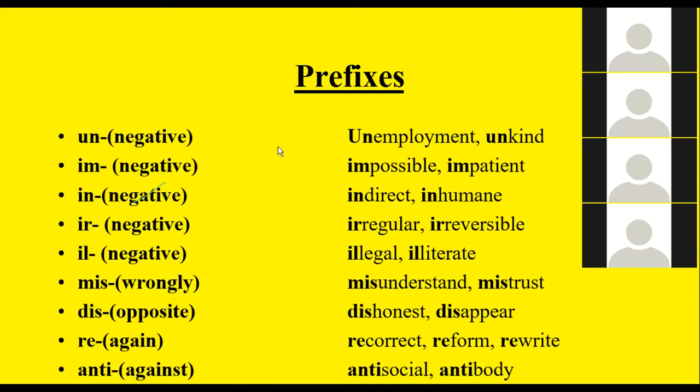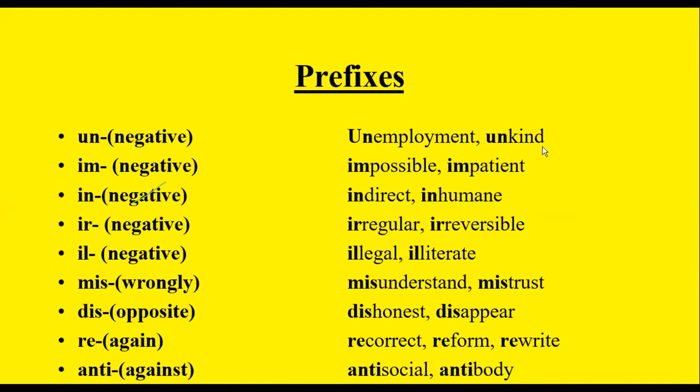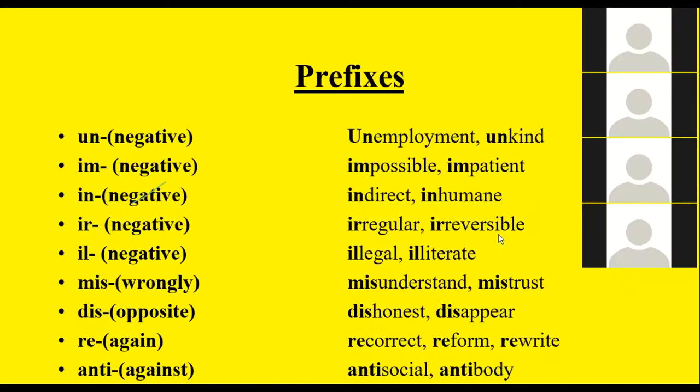Un: unemployment, rakiyava, virakiyava. Kind, unkind, karunika, akarunika. Negative sense ekak denne. Im: impossible, impatient. Possible, haki, impossible, nohaki. Patient, ivasilivanta, impatient, no ivasilivanta. In: indirect, inhumane. Humane, manushika, inhumane, amanushika. Ir: irregular, irreversible. Reversible kiyanne yathatattwayata aayi thibunu tantama ganna puluwan kiyanneka. Irreversible kiyanakota aayi pera thibunu tattwayata ganna beri.